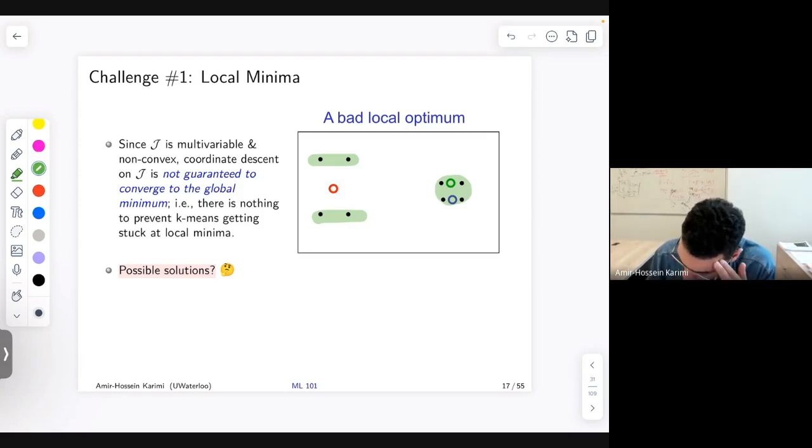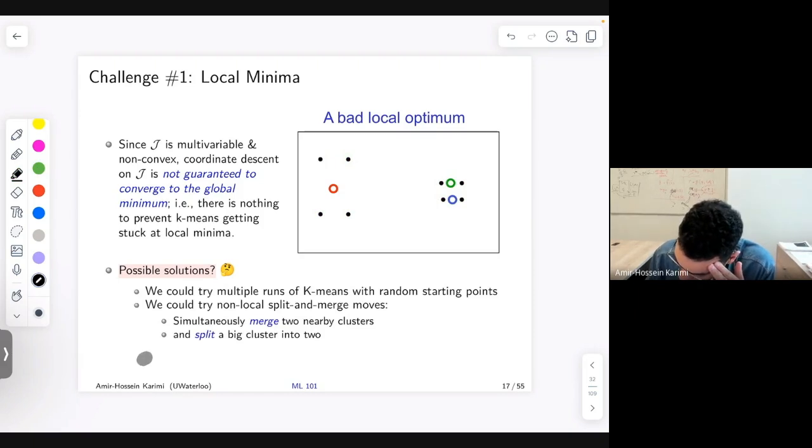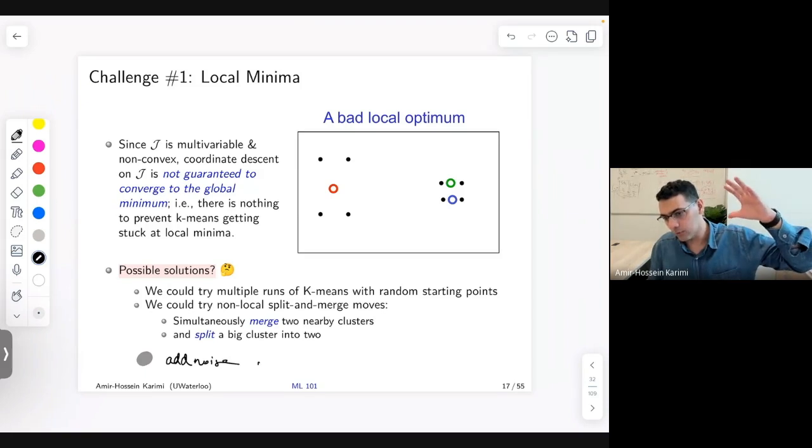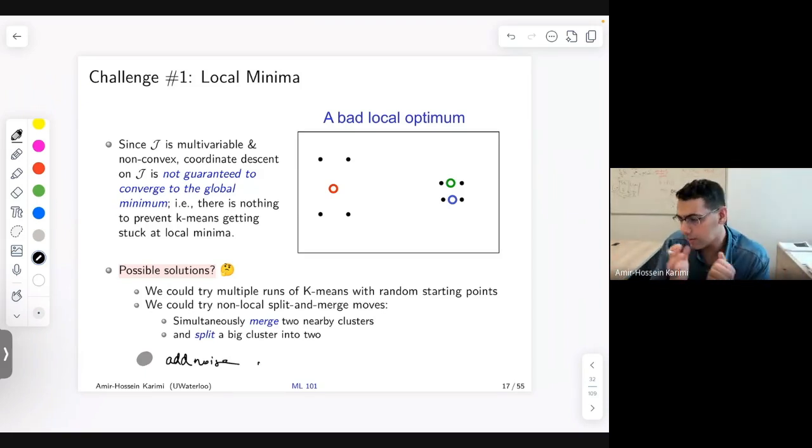I really like the noise one. I should add this to the slide. Add noise. So we could try multiple runs of k-means with random starting points. We could also try more complex strategies, like at various points within the iterative process. If we see 2 centroids are very close to one another, then we can merge them somehow. Those are extensions of k-means. Or if we see one centroid with a very large distance of points assigned to it, then we can split it off into, these are, of course, extensions that one can apply with their own set of trade-offs.